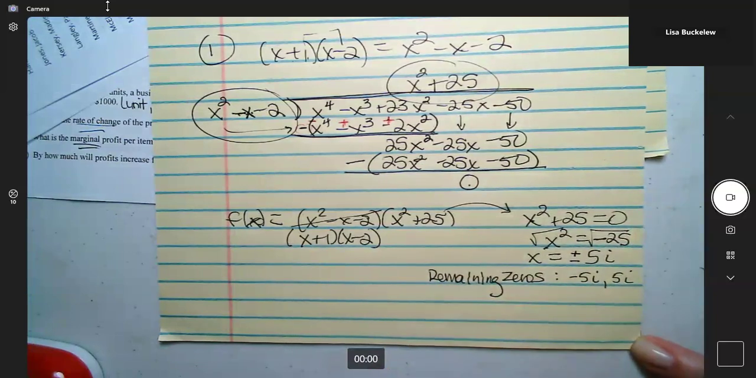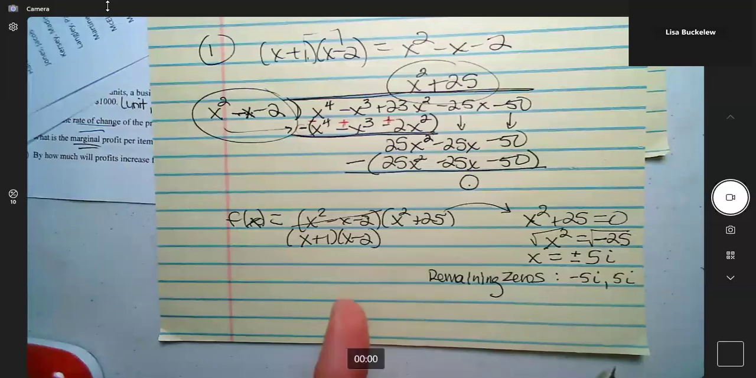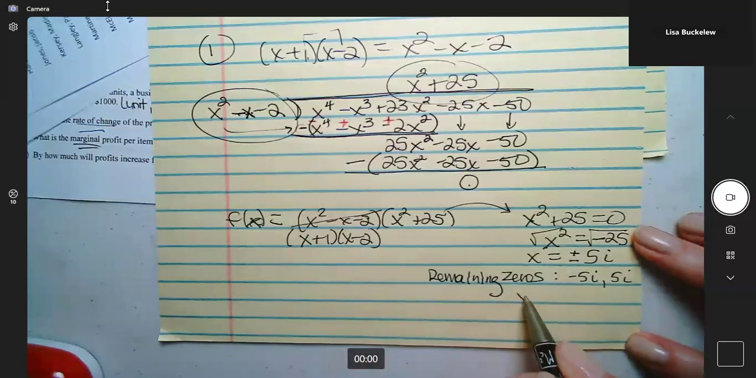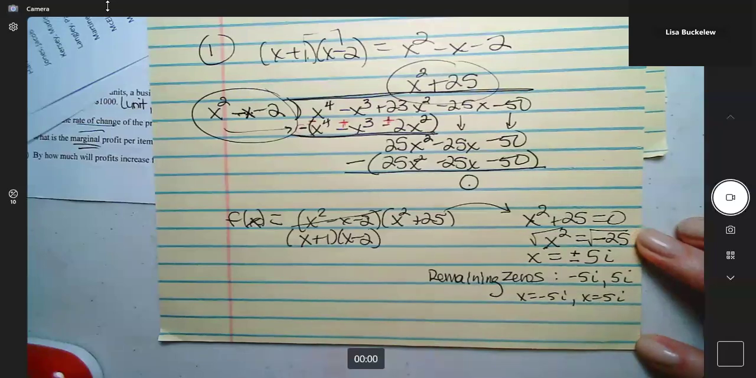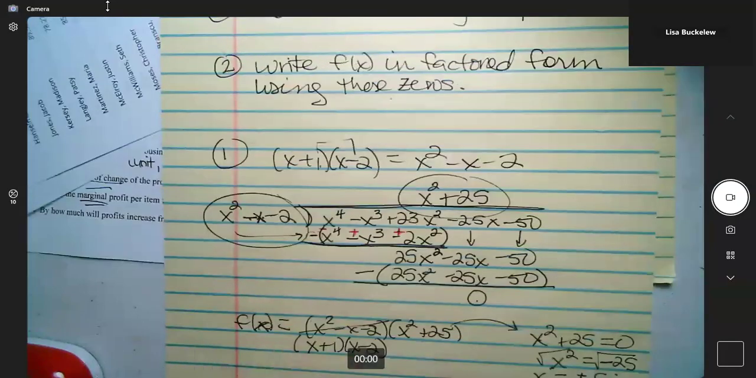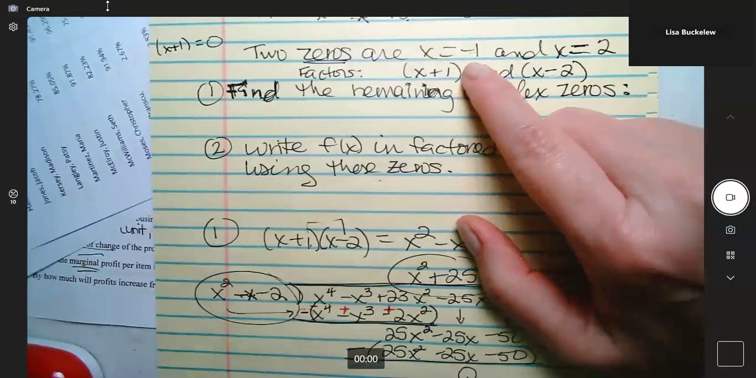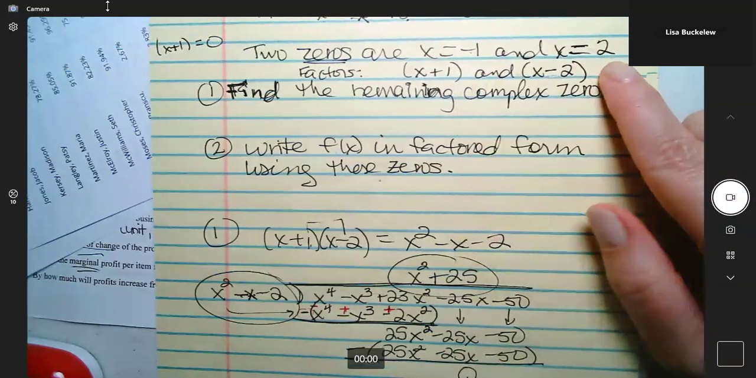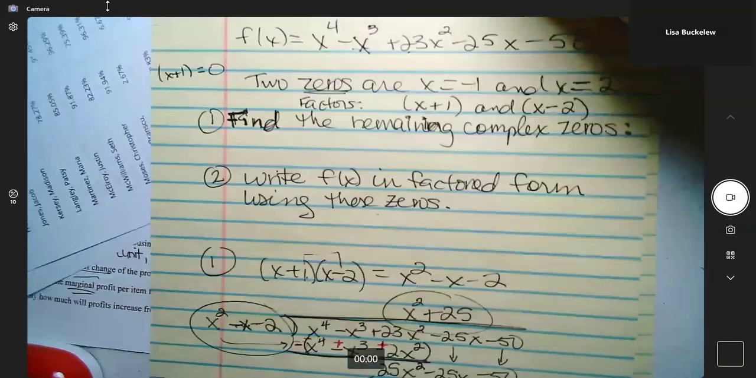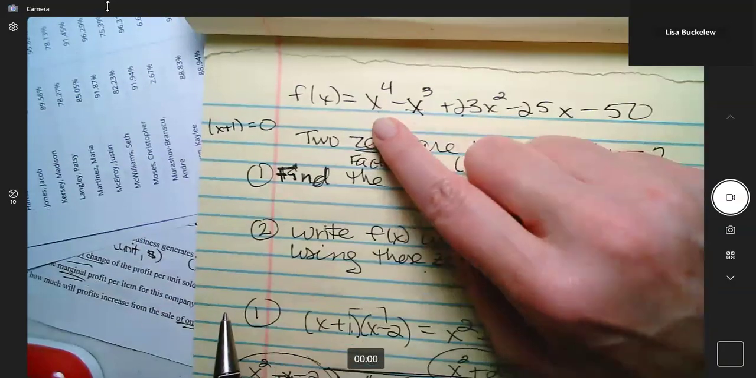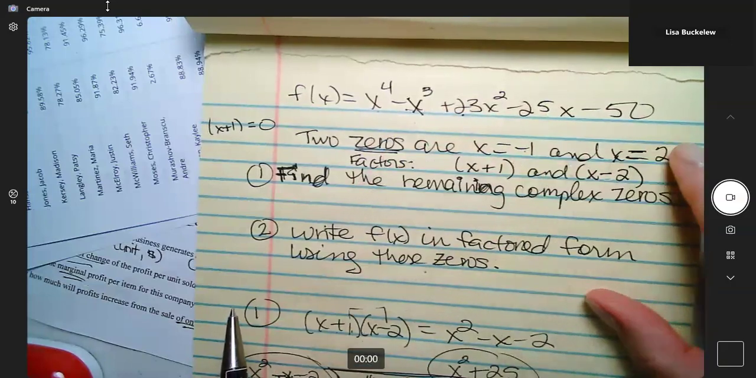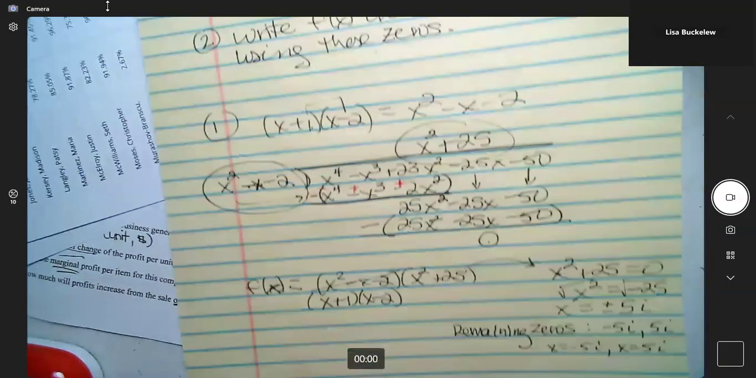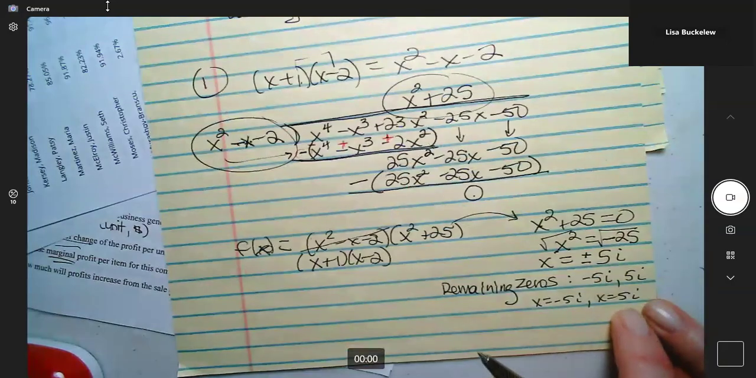Okay. So as far as answering the first part of the question, we have x equals negative 5i and x equals positive 5i, in addition to the two they gave us to begin with, which was x equals negative 1, x equals positive 2. So this original fourth degree polynomial has four different zeros. We have negative 1, positive 2, and then we also have negative 5i and positive 5i.